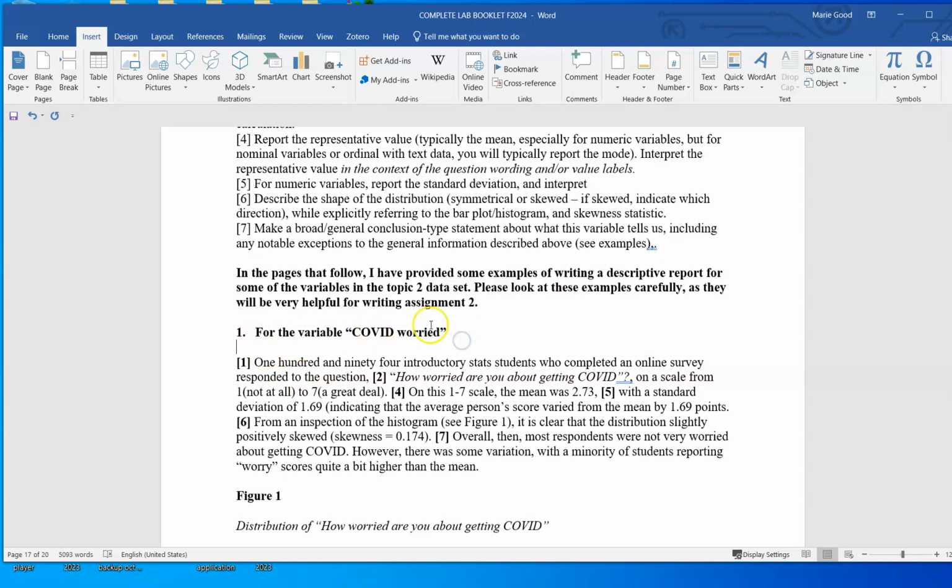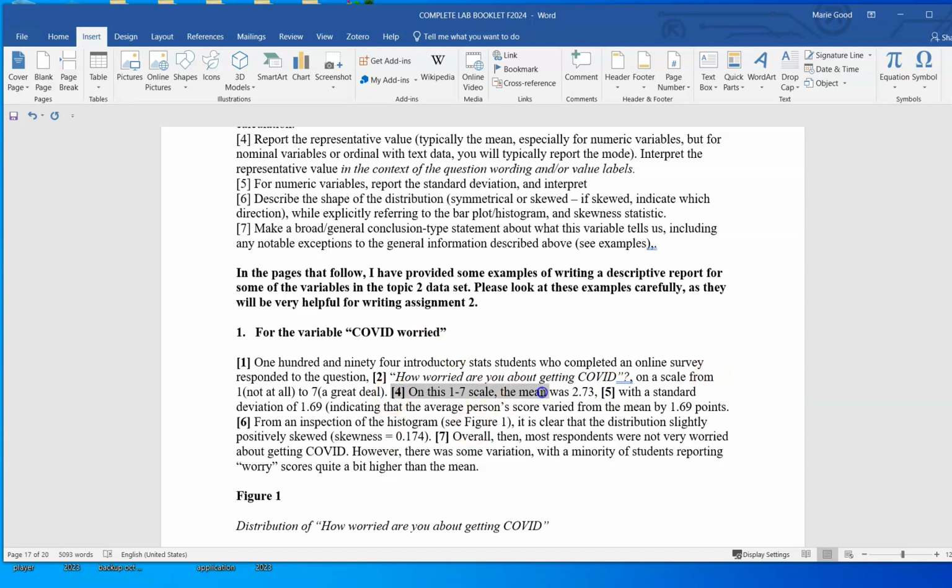And I'll show you the COVID worried example. Okay, so you're interpreting the mean in the context of the values, right? So what this means is, you already said that this question was answered on a scale from 1 to 7. Okay, so when you are reporting the mean, you're kind of reminding readers on this 1 to 7 scale, the mean was 2.73. So then they can keep in mind, okay, the mean is 2.73, but it's on the 1 to 7 scale. So this is on the low end, right? Like people aren't worried very much because the mean was fairly low.